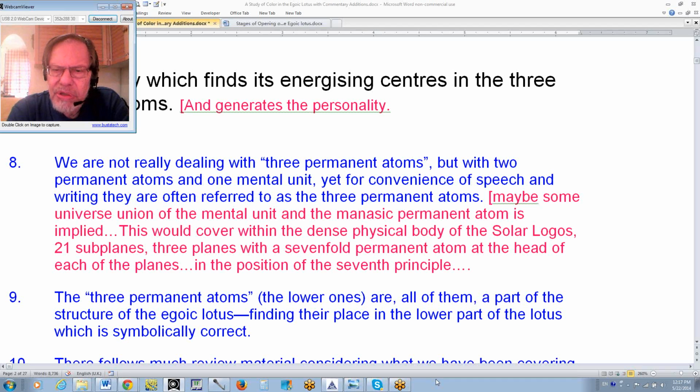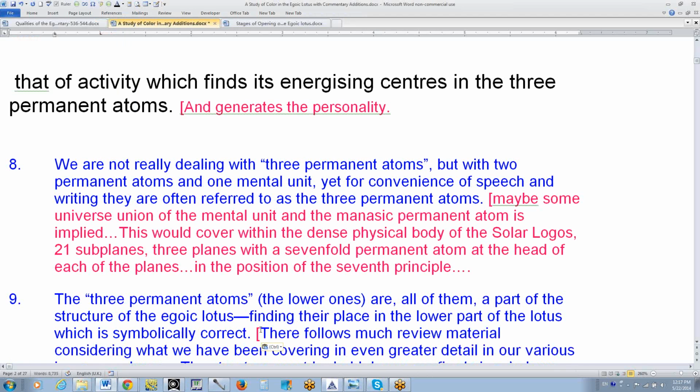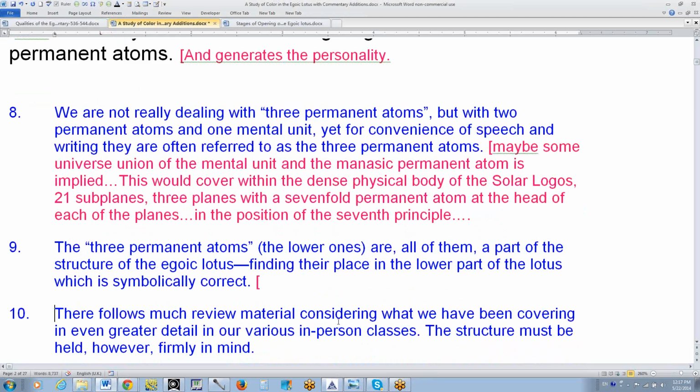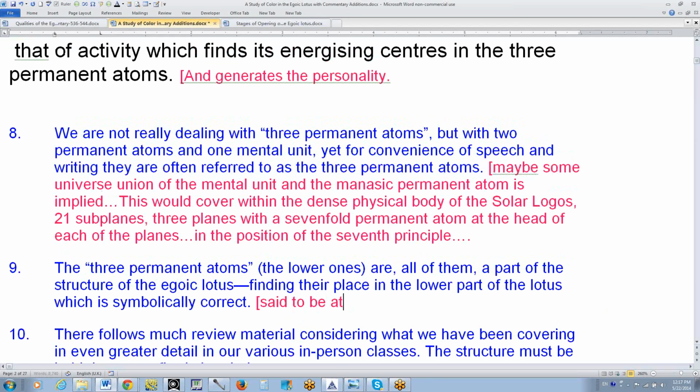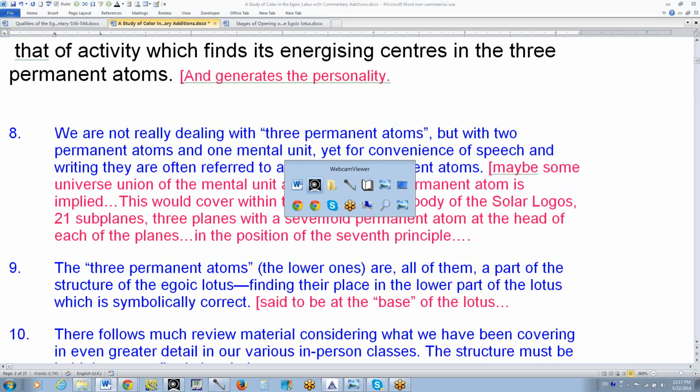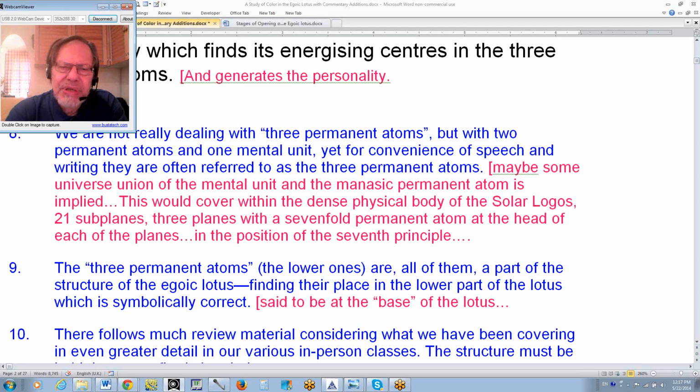The 3 permanent atoms, the lower ones, are all of them a part of the structure of the Egoic Lotus, if we call them permanent atoms instead of members of the atomic triangle. Finding their place in the lower part of the lotus, which is symbolically at least correct, they are said to be at the base of the lotus. Now immediately the size and scale becomes a question, and we wonder about the real size of the Egoic Lotus relative to the members of the atomic triangle, whatever the radiation may be.